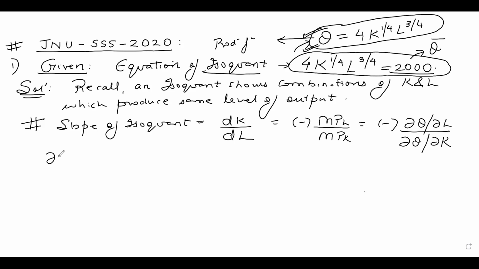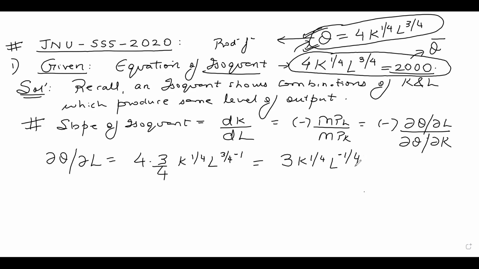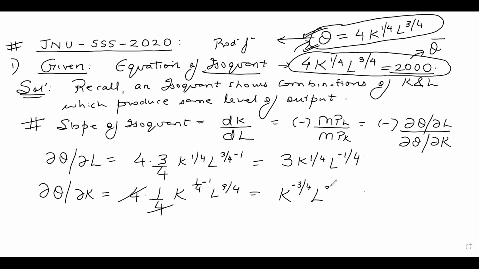Okay, so quickly we can find out del Q by del L. We know how to partially differentiate Q with respect to L. So 4 into 3 by 4 K^(1/4) L^(3/4 minus 1). This comes out as 3 times K^(1/4) L^(-1/4). And then del Q by del K, if I partially differentiate the production function with respect to K, what do I get? 4 times 1 by 4 K^(1/4 minus 1) L^(3/4). 4 and 4 cancel. We get K^(-3/4) L^(3/4).